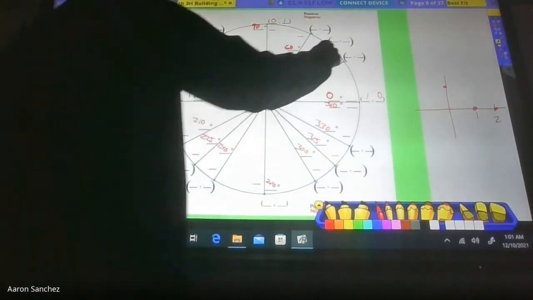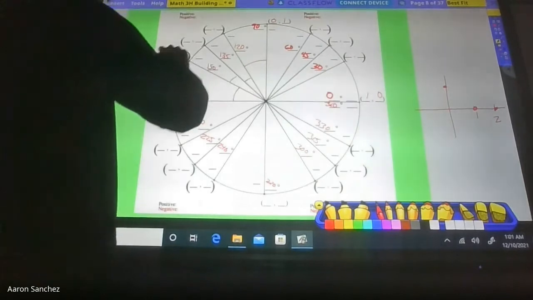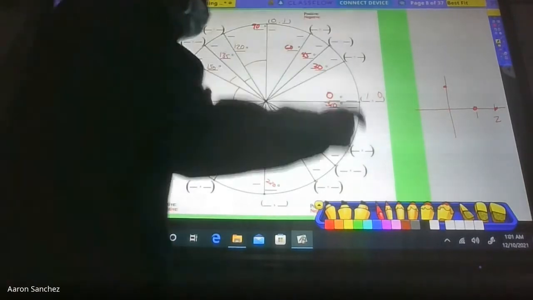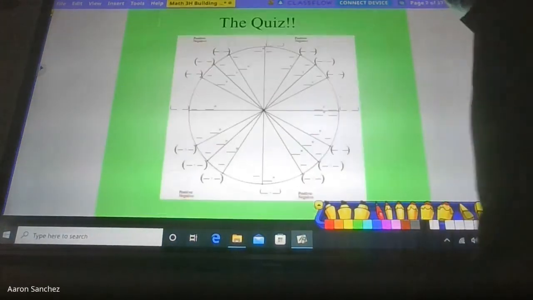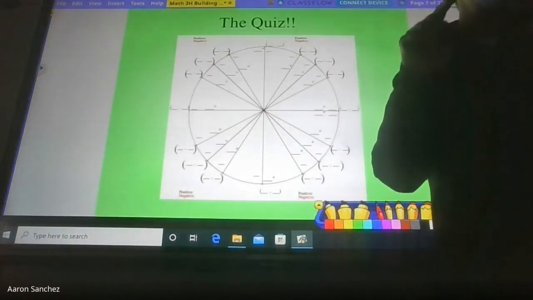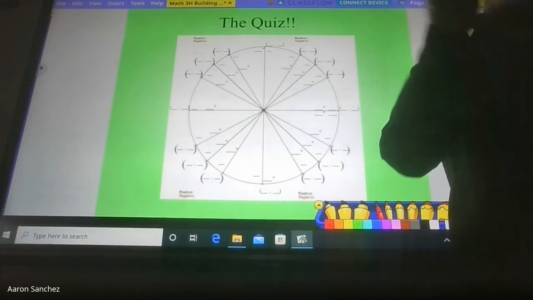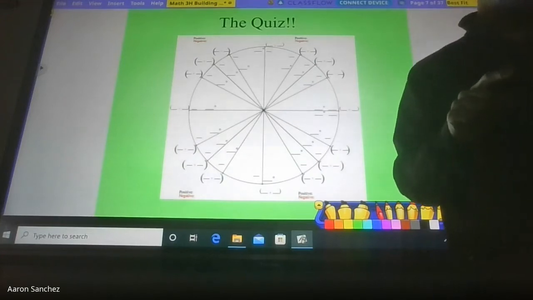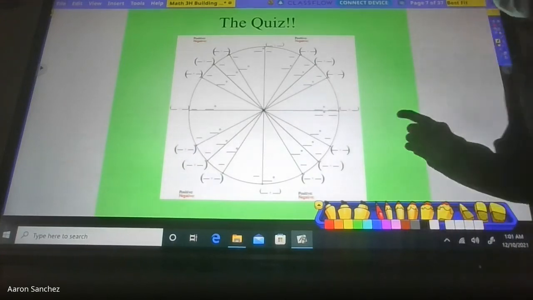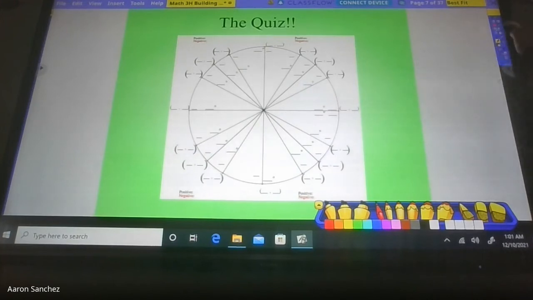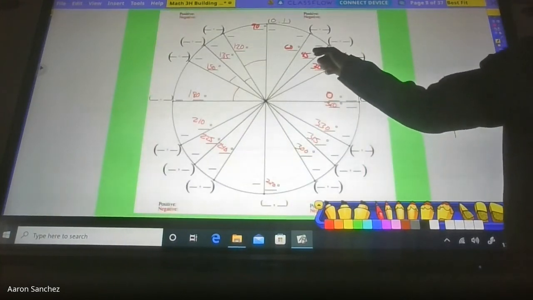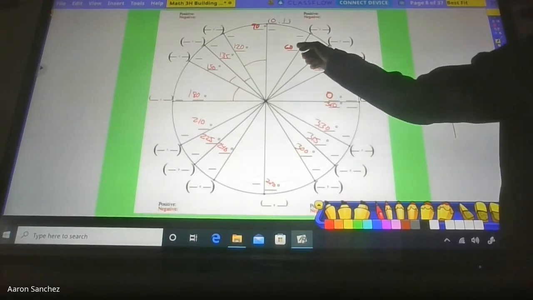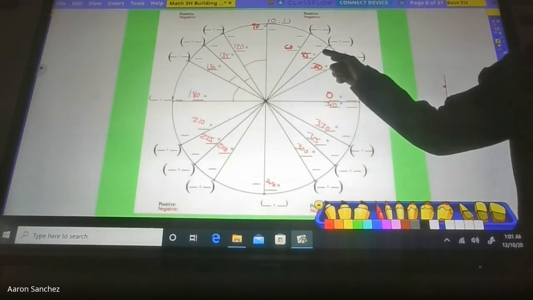So now, what are the coordinates of this? Well, remember, the coordinates are either root 3 over 2, 1/2, or root 2 over 2, right? Based on the triangles, 30, 60, 90, and 45, 45, 90.